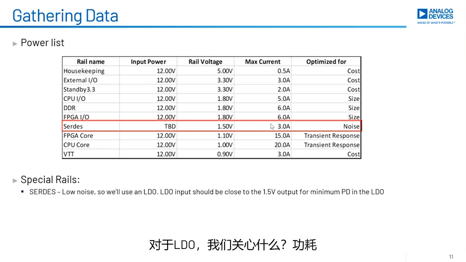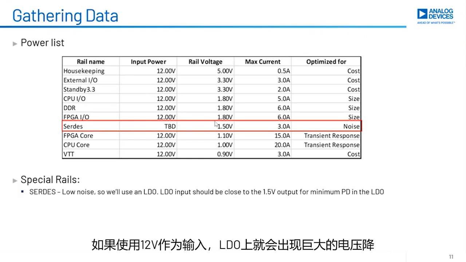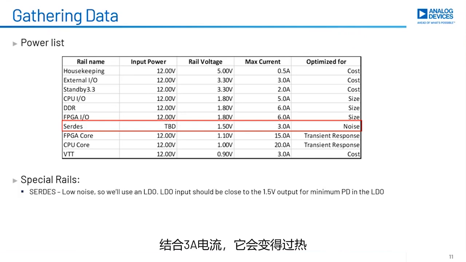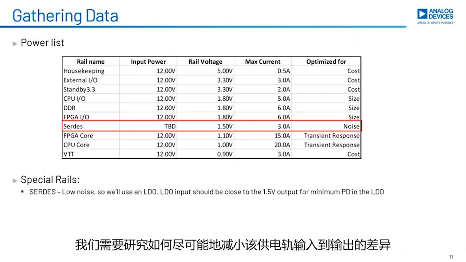So that's quite a bit of power, quite a bit of current for an LDO. So what are we concerned about with an LDO? Power dissipation. At 3 amps, the power dissipation may get fairly high unless we pay a lot of attention to what's the input to the LDO. So the output is 1.5. If we try to use 12 volts as the input, we'd have a huge voltage drop across the LDO. And with a 3 amp current draw, it's going to get way too hot. So we need to look at how can we minimize that input to output differential on that rail.